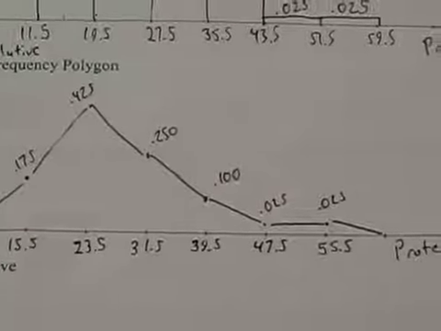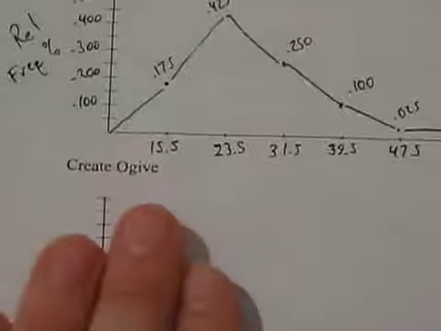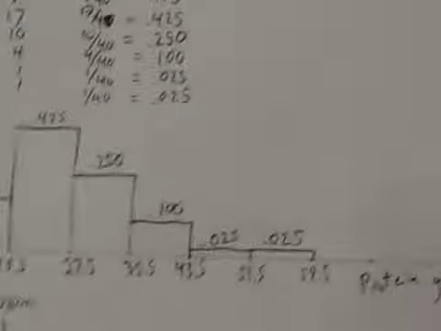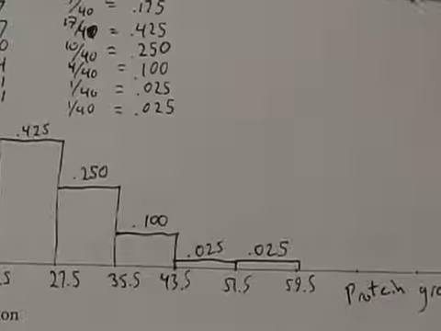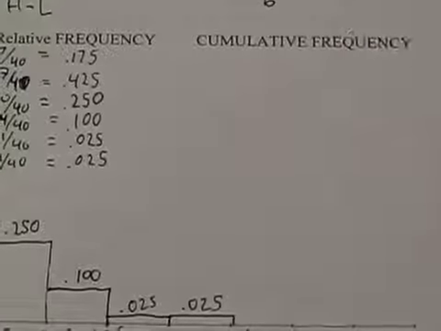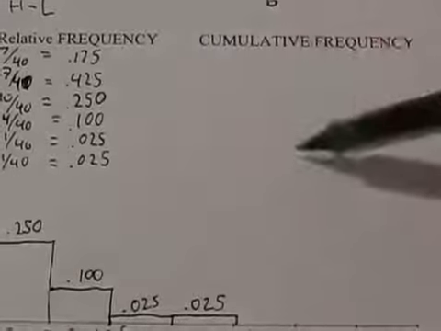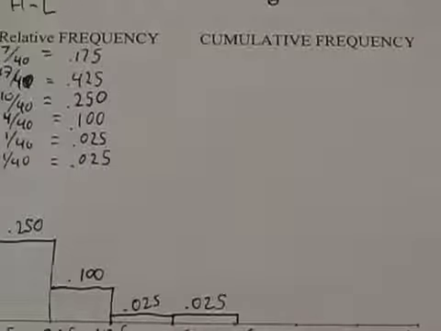All right. Now we're almost done with this page, but the ogive, this right here, is going to be talking about cumulative frequency. Now the cumulative frequency is adding up all of the relative frequencies, and when we get done, we will have a total of 100%.